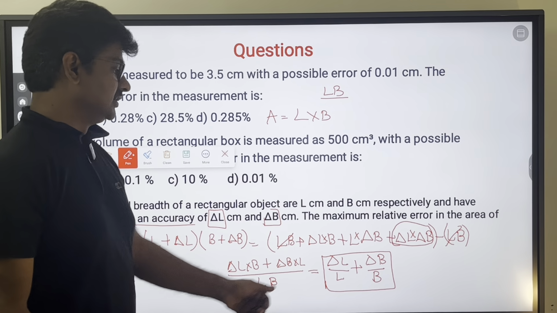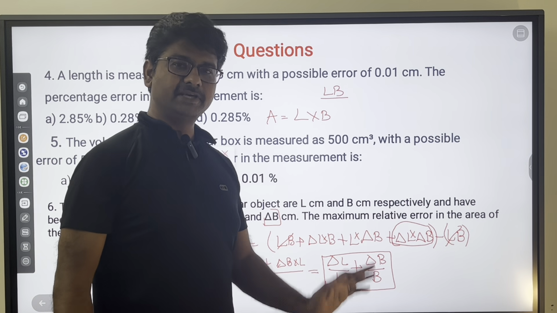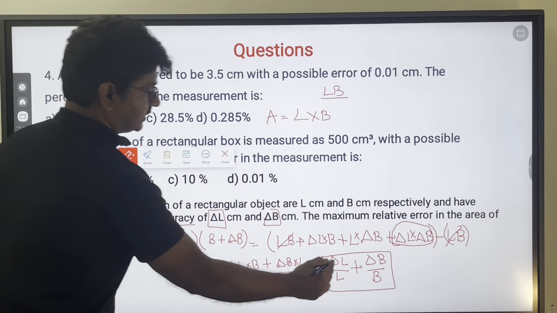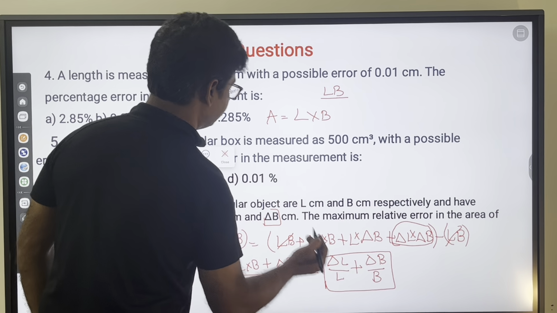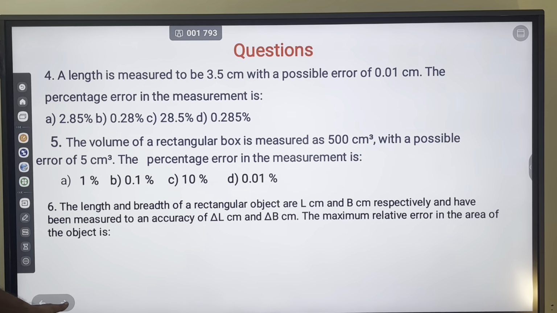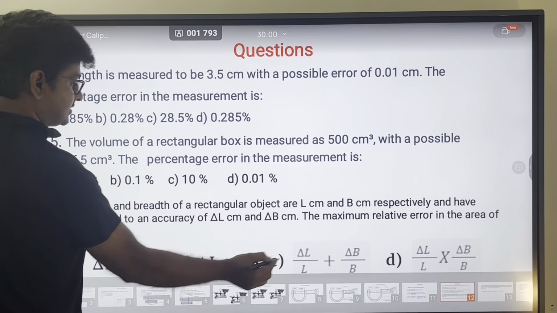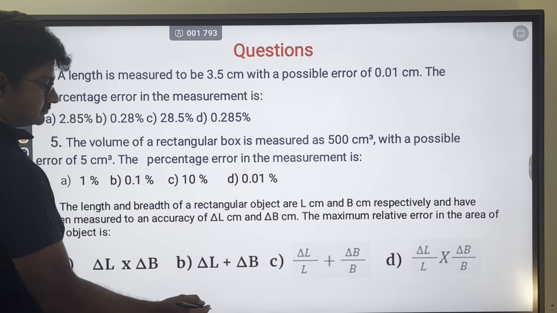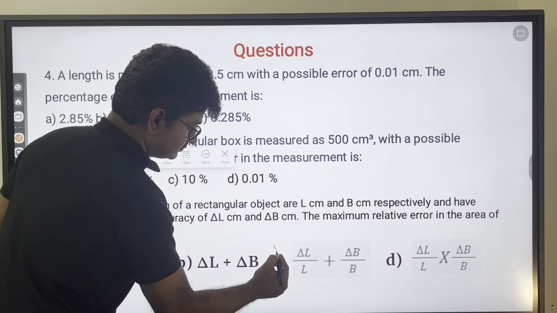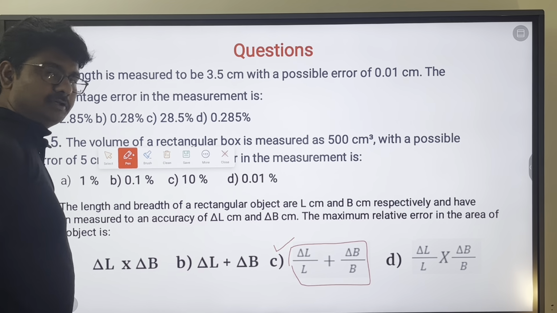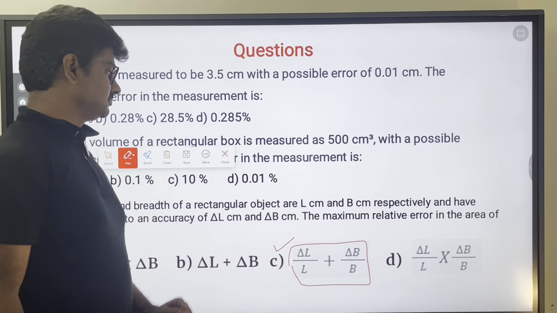So what is the answer? Delta L by L plus delta B by B. So let's see the options now. Delta L by L plus delta B by B. So what is the answer? This one, C. Delta L by L plus delta B by B. This is the answer.